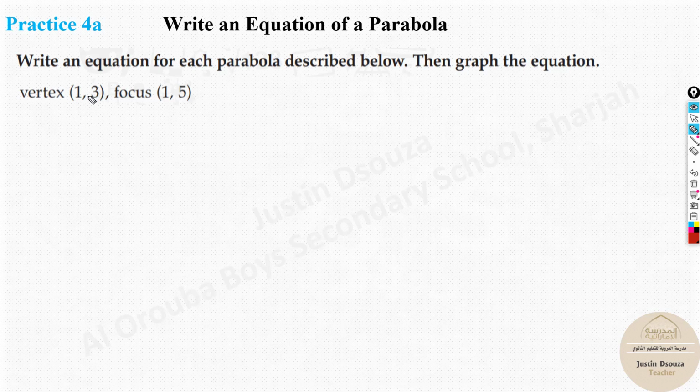Now, what do we know here? Vertex is always h and k. That's fine. Now, what is the focus? Okay, this is very important. From here, we understand the orientation. Is it vertical or horizontal?